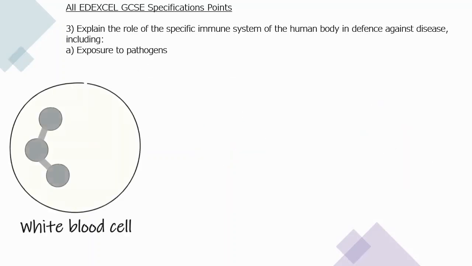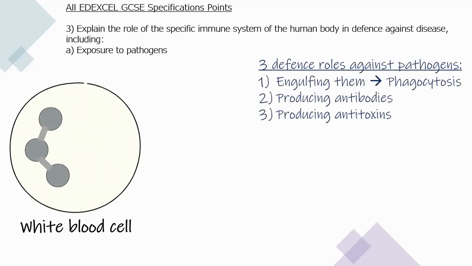So white blood cells play a key part in our immune system, and they have 3 specific defense roles against pathogens. So the first role is engulfing them, so taking in the pathogen and destroying it, and this is by a process of phagocytosis. The second role is to produce antibodies, and the third is to produce antitoxins.